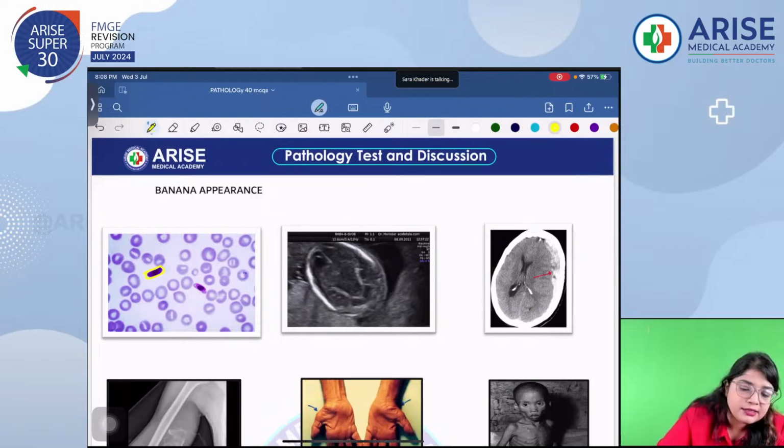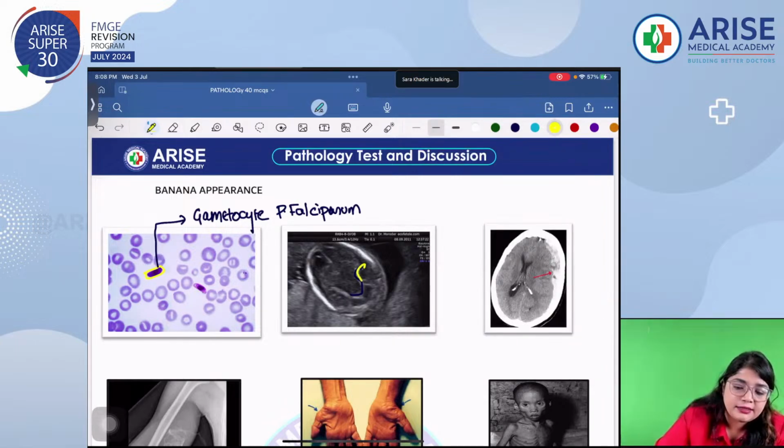Look at this. This is nothing but a peripheral blood smear. And you see here, what do you see here, guys? You see this banana-shaped gametocyte, in Plasmodium falciparum, right? What about this? This is your banana-shaped cerebellum, right? And this is seen in the ultrasound.